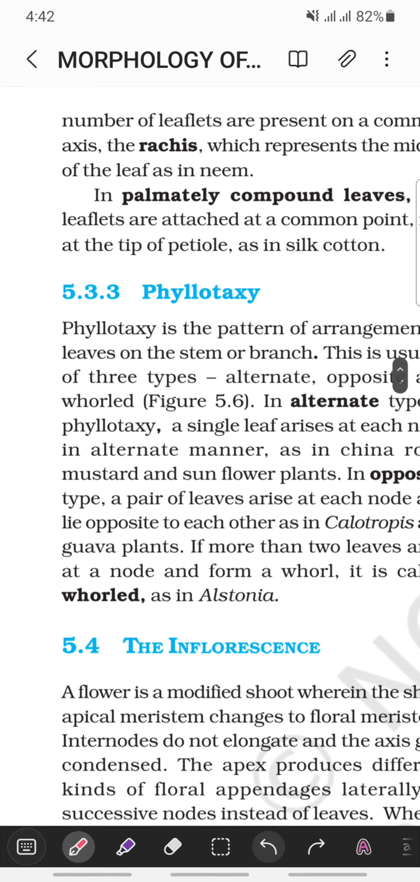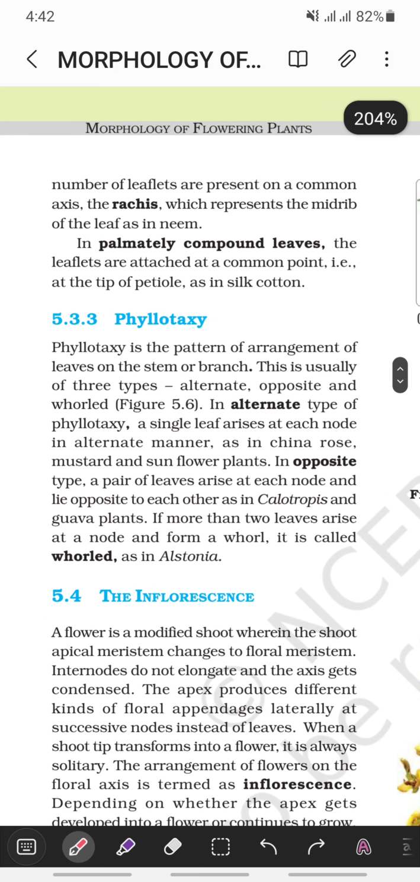Phyllotaxy. Phyllotaxy is the pattern of arrangement of leaves on the stem or branches. This is usually of three types: alternate, opposite, and whorled. Figure 5.6.